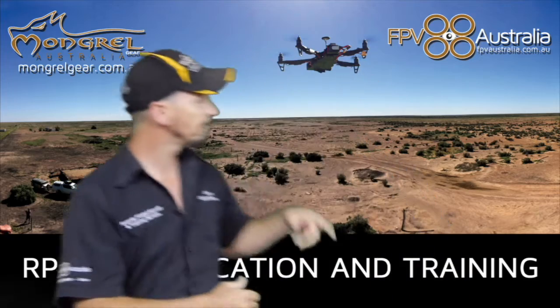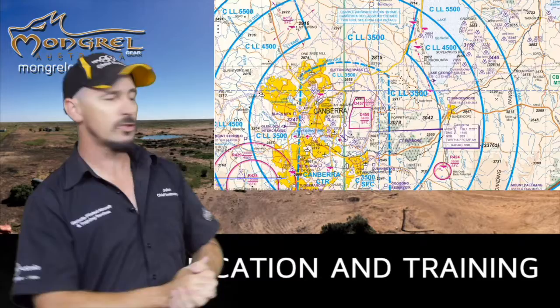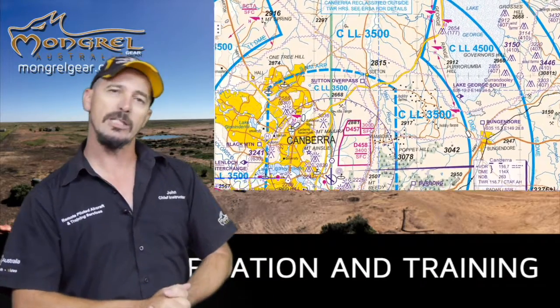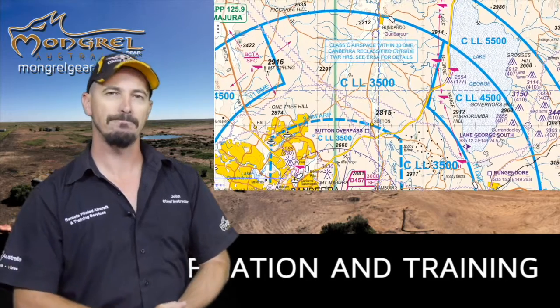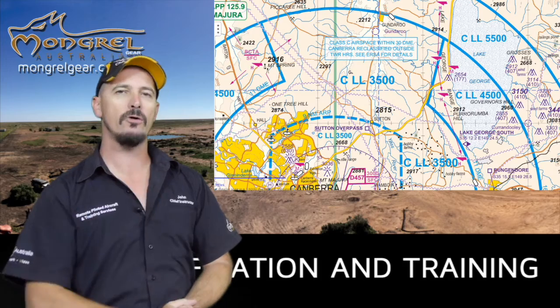Let's have a look. Sutton, New South Wales. For those that live near Canberra, Sutton, New South Wales is just outside of the Canberra control zone. The lower level of controlled airspace above Sutton is 3,500 feet. As a drone pilot, you might think, that's great, I've got 3,500 feet between me and controlled airspace.